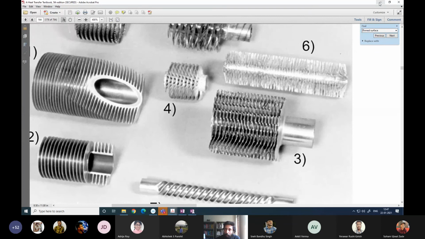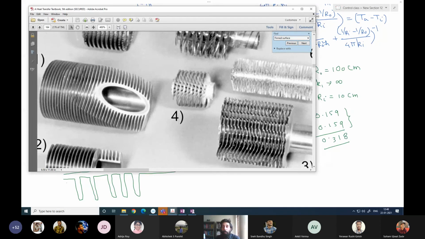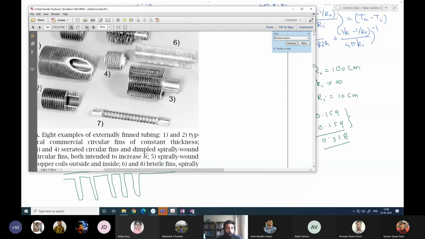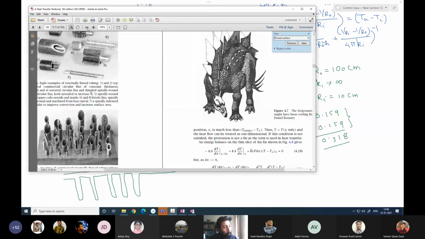Okay, so this is the fin surface. And our next venture will be to analyze this kind of finned surfaces. And we have little time left today to start that, so we'll not start that today. But let me see if we can discuss some small part from that. Yeah, okay, we can discuss a little bit of that.